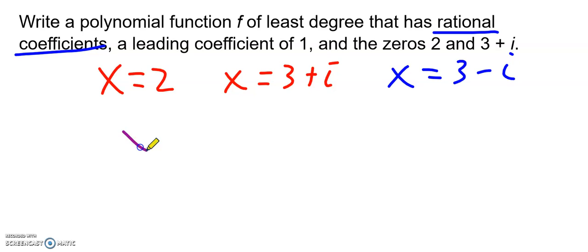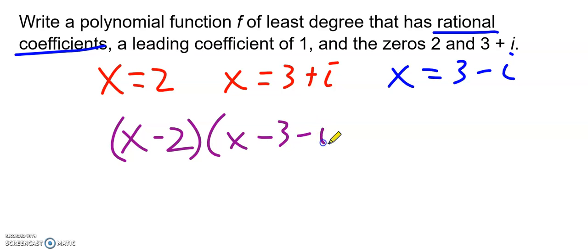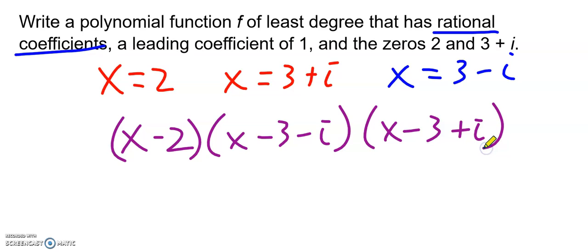So then I can write my factors, x minus 2, x minus 3 minus i, and x minus 3 plus i. Whoops, we want f, so I'll use f. So then my polynomial f of x is x minus 2 times x minus 3 minus i times x minus 3 plus i. Again, just reiterating conjugate, the middle term is the one that changes sign. The first term does not.